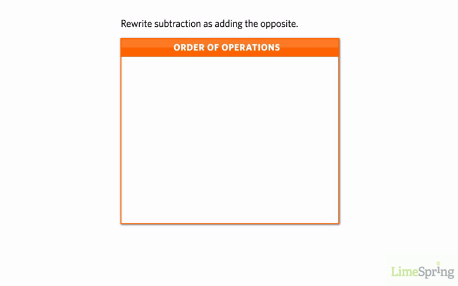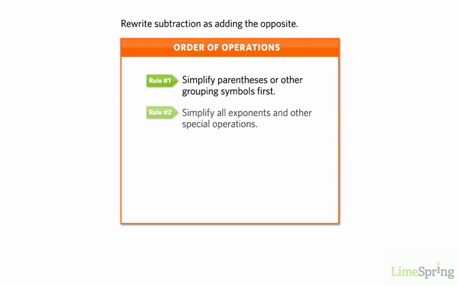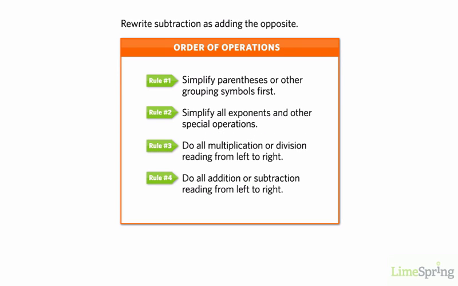Okay, now let's simplify a few expressions using all 4 rules in the order of operations. Remember to start with parentheses or other grouping symbols, then simplify any exponents and special operations, then do any multiplication or division, reading from left to right, and lastly, complete any addition or subtraction, reading from left to right. You may want to click the pause button so you can look over the rules before we start.